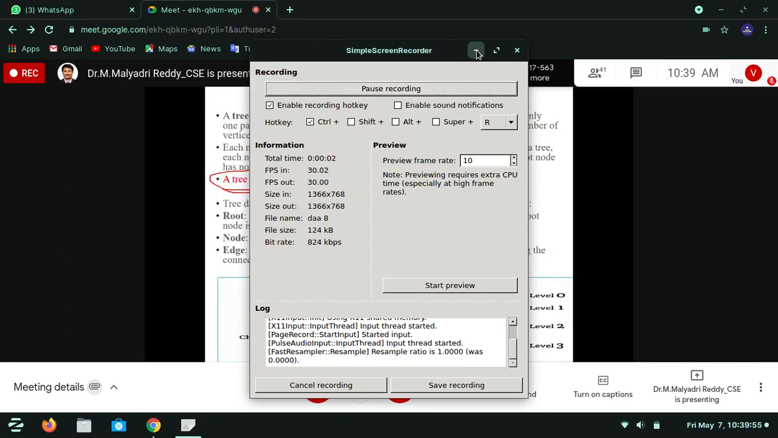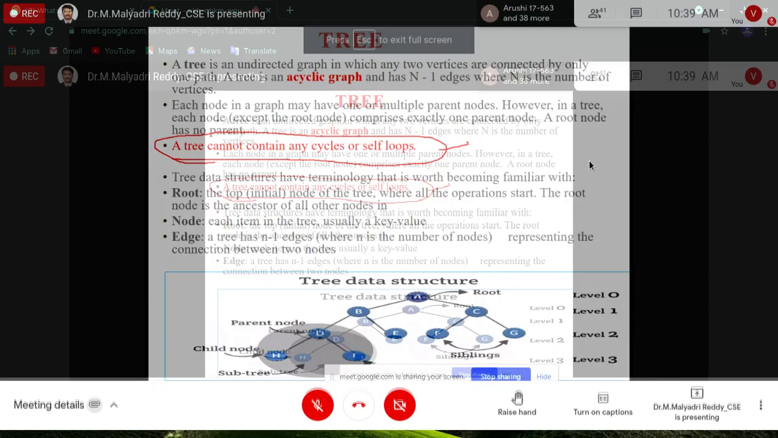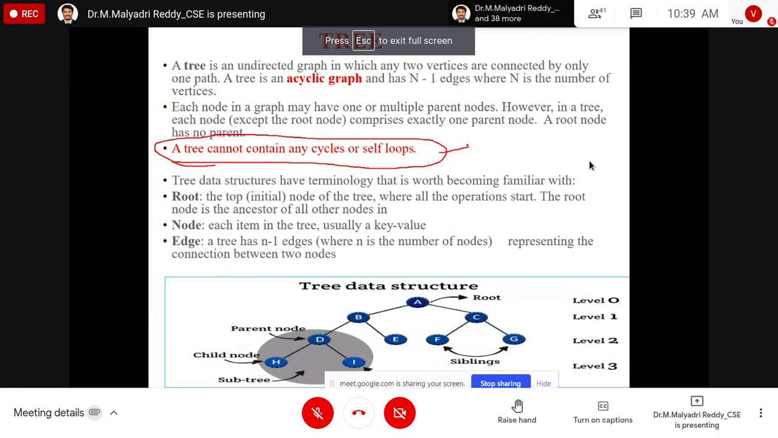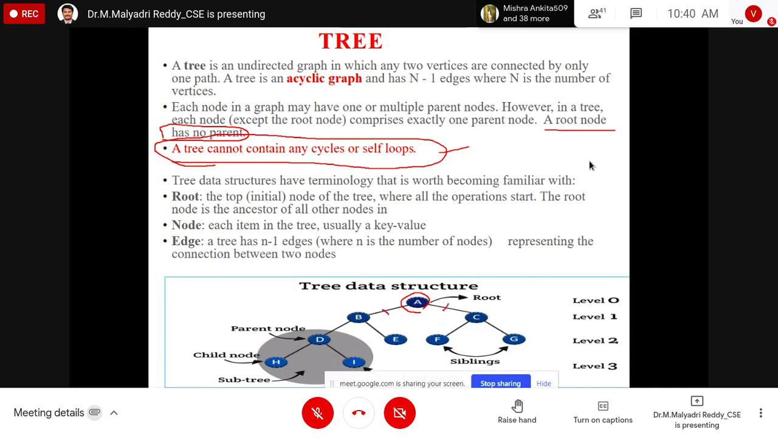If it does not have any loops, there is a chance to form a tree. Here a root node has no parent, so it itself is the deriving point or derivation point. That is why this is the root point, simply named the parent. From that we can derive the children, either left or right. Next, these are all the children or leaves of A.